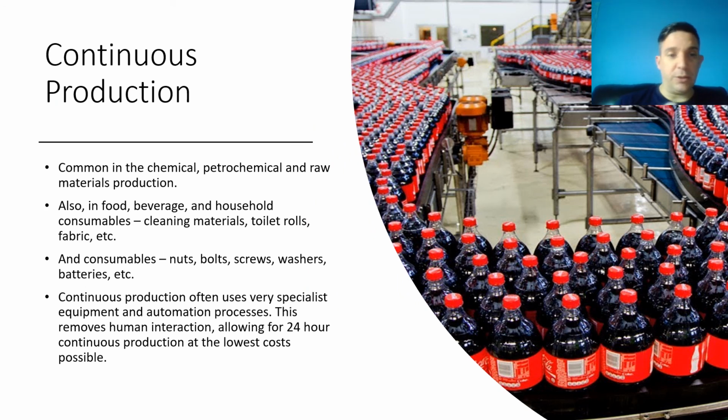Finally, we're going to talk about continuous production. This is often used in the chemical, petrochemical and raw materials production. It's also used in food and beverage and household consumables such as cleaning materials, toilet rolls, fabrics. It could be other consumables that we're using in engineering: nuts, bolts, screws, washers, batteries.